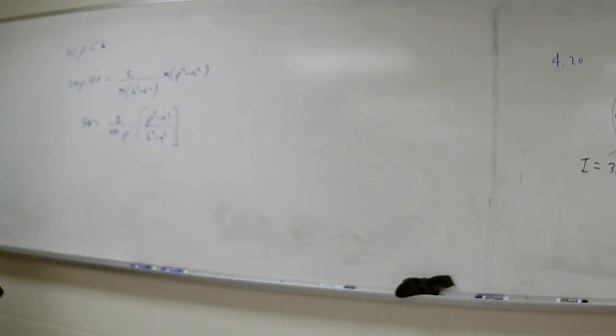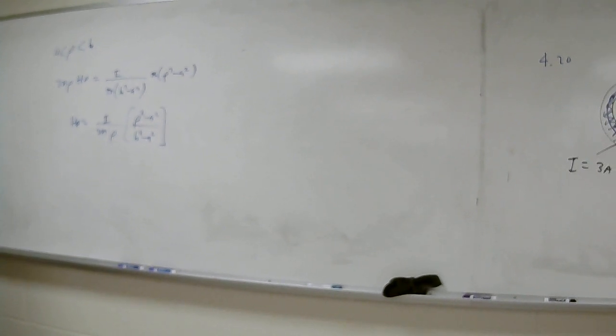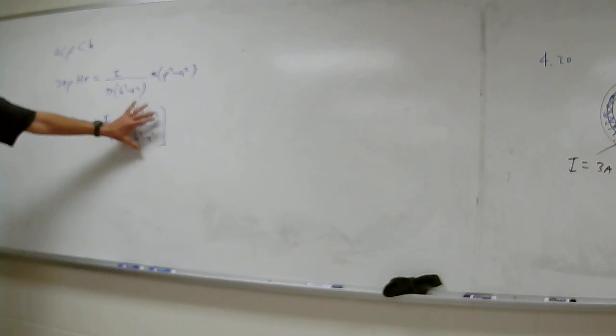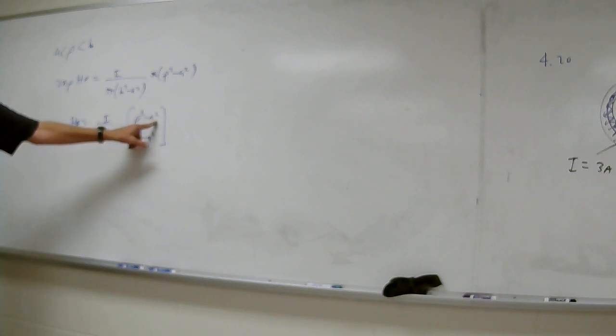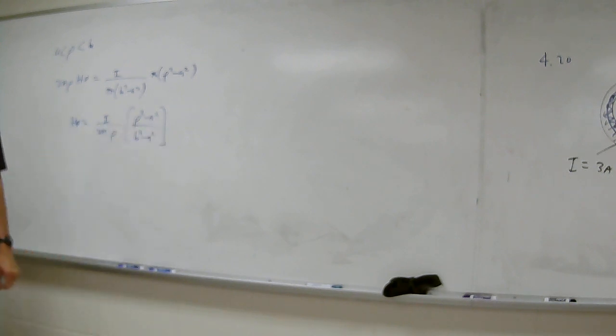And if you look at that, when rho is equal to b, then you get just I over 2 pi rho, or I over 2 pi b, right? Because these two will cancel, it'll be 1 and 1, right? But when rho is equal to a, you'll notice this goes to 0. With me, class? So I can say, at least between a and b, this is it.